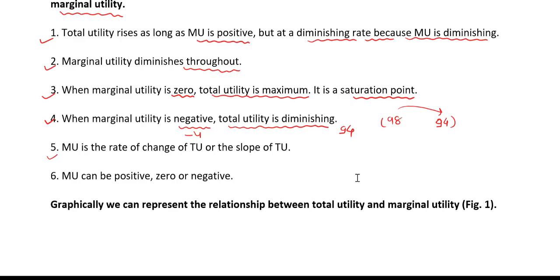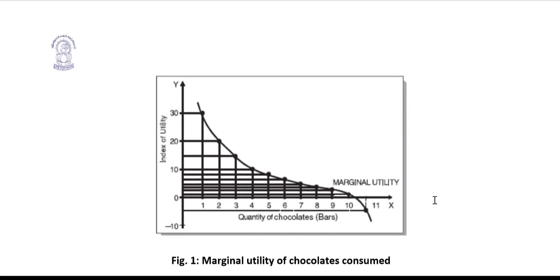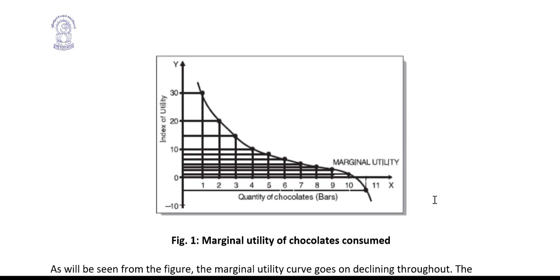MU, that is marginal utility, is the rate of change of total utility, or the slope of total utility. MU could be positive, it could be 0, and even negative. This is also possible. Let's see this relationship now in a graphical presentation. Just see it over here.